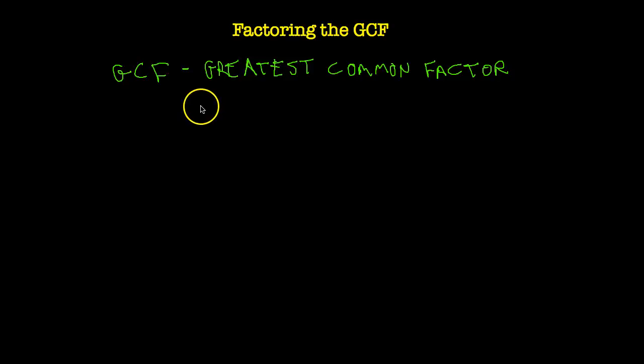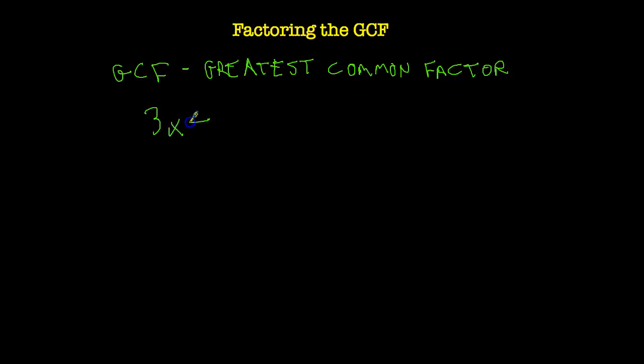So, we like to factor so that we can solve. And one of the first steps in factoring, well, the first thing you should always do if you can is factor the GCF. The GCF is also known as the greatest common factor. Let's take a look and see what I mean.